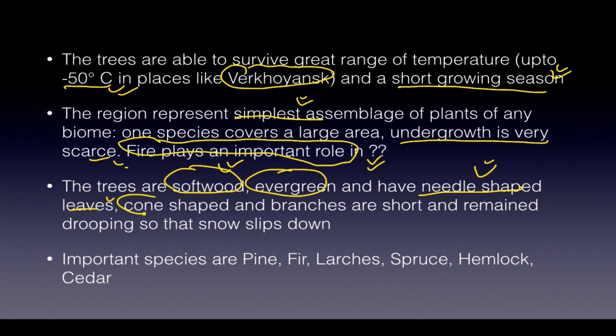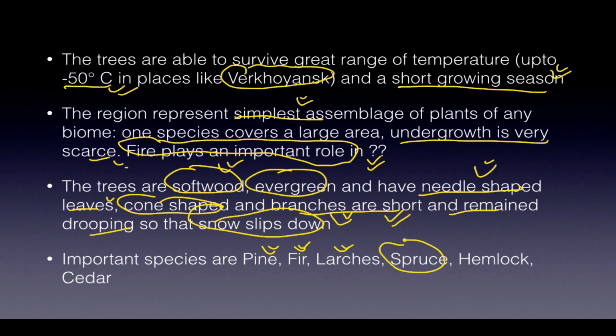Now they are also cone shaped, and the branches are short and they remain drooping so that the snow will slip down, otherwise snow will detach those leaves. And important species, which are the most important ones, are pine, fir, larches and spruce. So these are the four most important species in Taiga, and the others are hemlock and cedar.